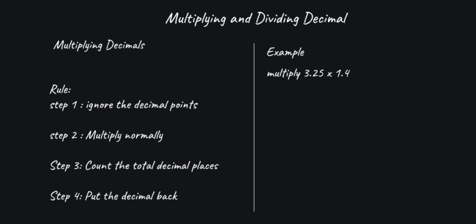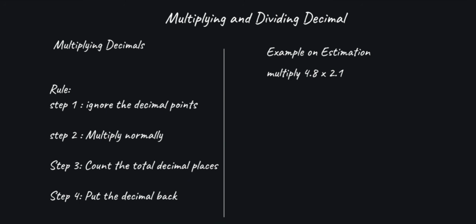Now, what happens when we're multiplying bigger numbers like 3.25 times 1.4? Well, we're going to multiply them as if there are no decimal points at all. So this is the same as 325 times 14. And if we multiply this, we get 4,550. Now, how many decimal places do we have? 1, 2, 3. That'll be 1, 2, 3 right over there. So our total answer will be 4.55.